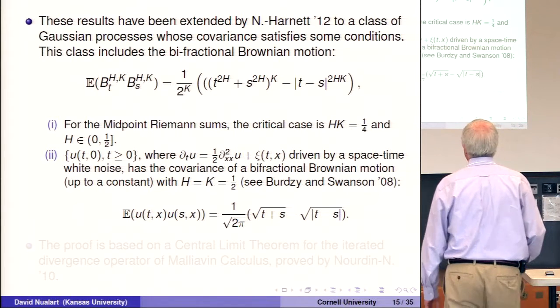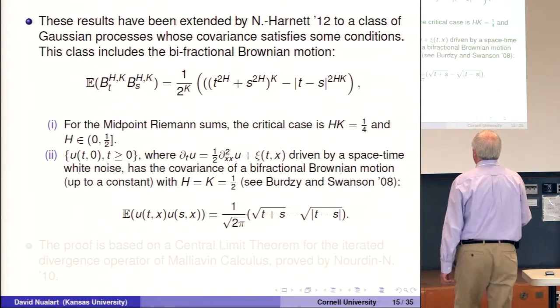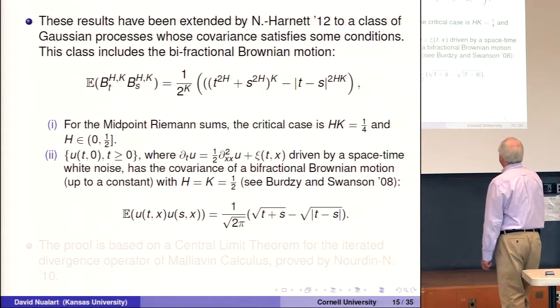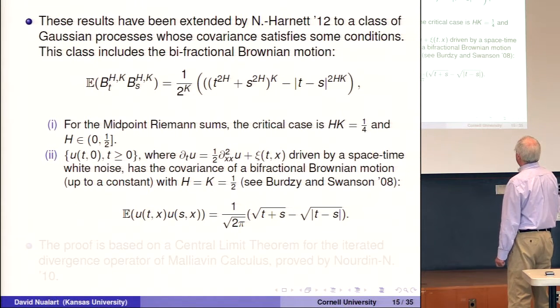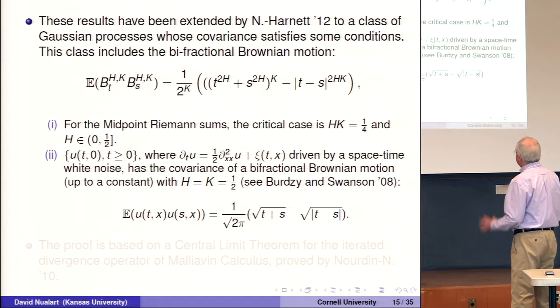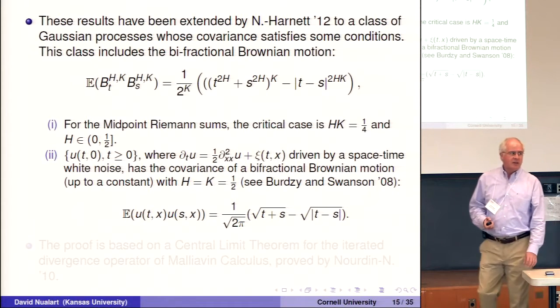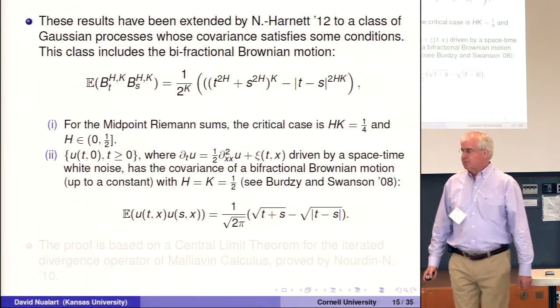And then if you take the solution in time, fixing the space variable, for example at 0, doesn't matter, then this is a bifractional Brownian motion with parameters 1/2, 1/2. So in some sense, this behaves as a fractional Brownian motion with parameter 1/4. And that's the exact form of the covariance of this process, which doesn't depend on x. So that's an example, a motivation for the study of the bifractional Brownian motion. It is related to stochastic PDEs.